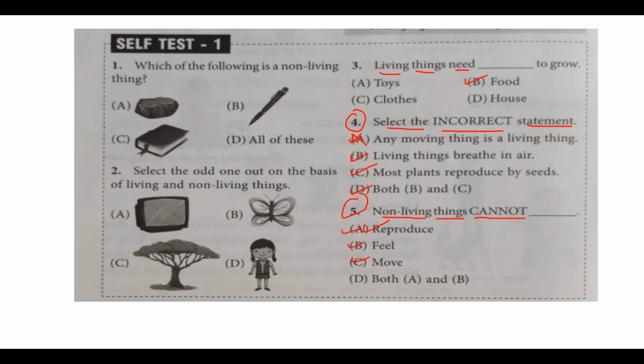But can it move? Yes, it can move. If we want to move some non-living thing, it can move from one place to another with our help. So non-living things cannot feel or reproduce, but they can move when they are given energy by battery or petrol. For example, a toy car moves on battery, and a drone is there nowadays. A car is a non-living thing, but it can move because of the petrol. So the answer is option D, reproduce and feel.